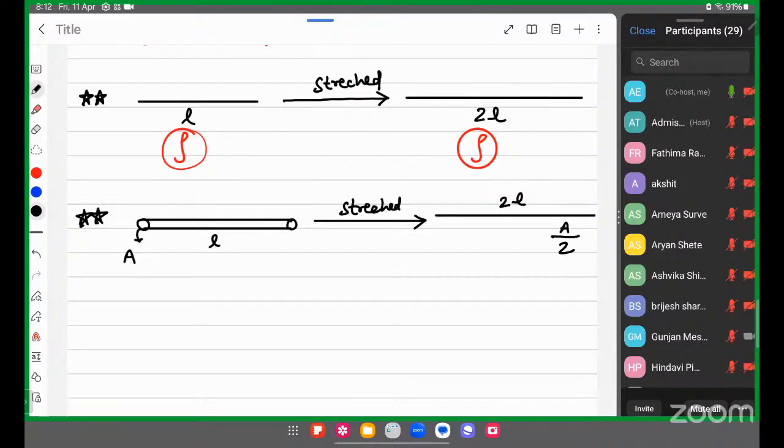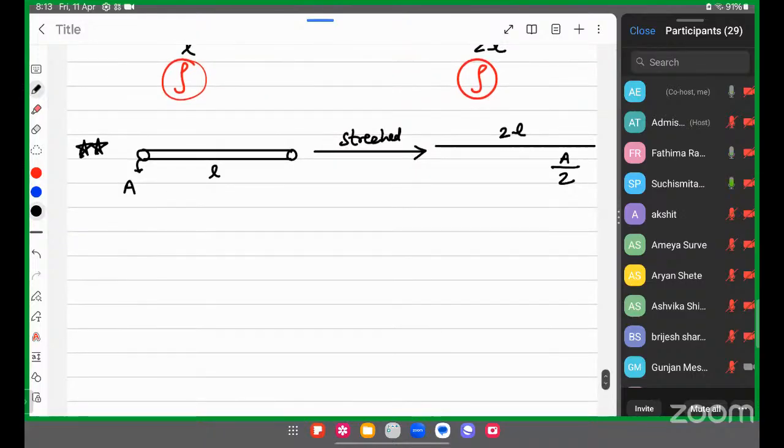And why is it so? Why is it happening that on stretching the wire, area will be half? There must be some reason, na? There must be some logic. Why is it happening? It is dependent on area and length of the material. My question is why is it so that if area of cross section is inversely proportional to what? Resistance.